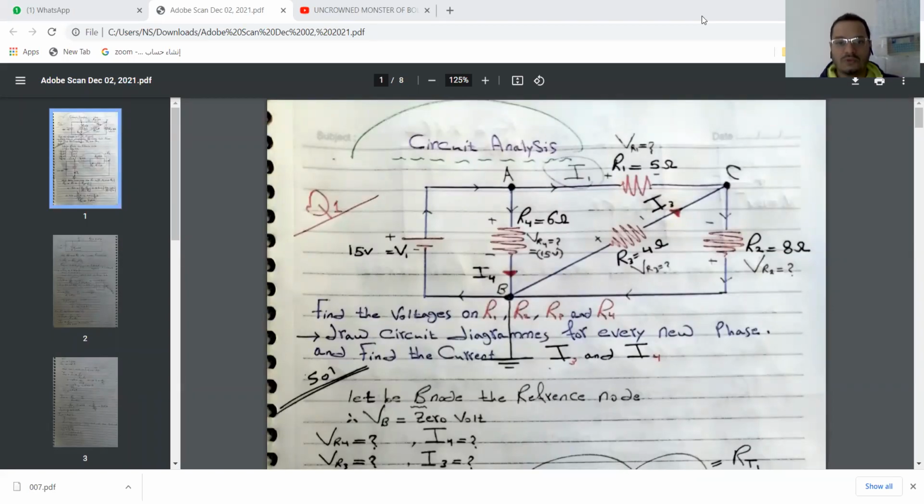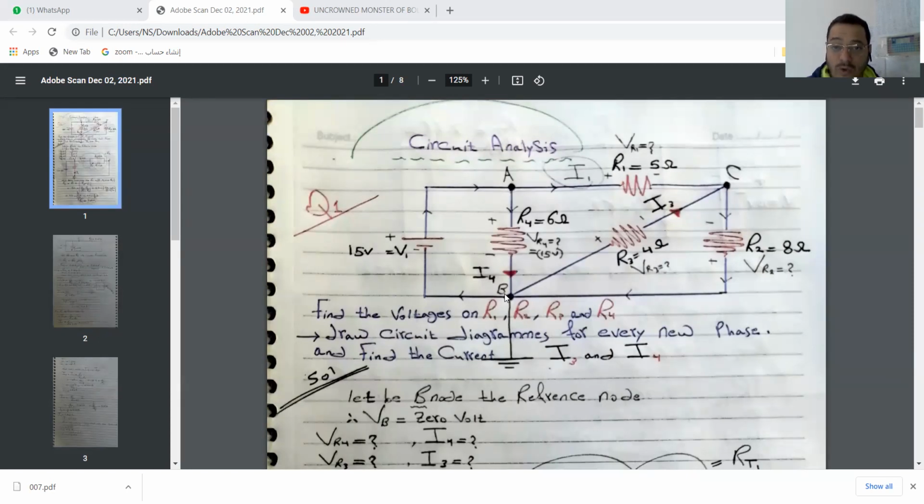Good morning, everyone. Today we will try to calculate two different questions to determine the resistance value. At the first question, like the author wrote it here, find the voltage, R1, R2, R3, and R4. And he wanted us to draw circuit diagrams for every new phase and find the currents I3 and I4.